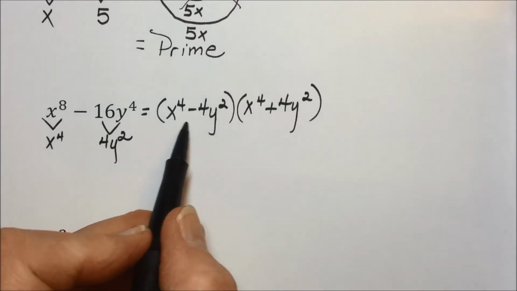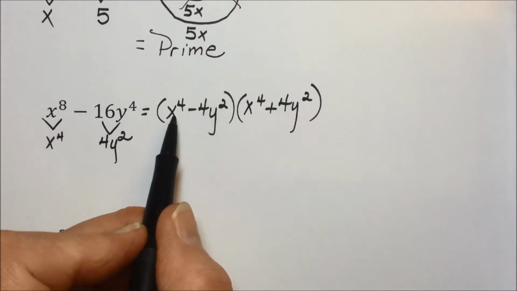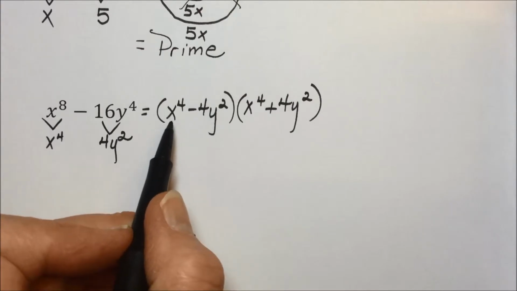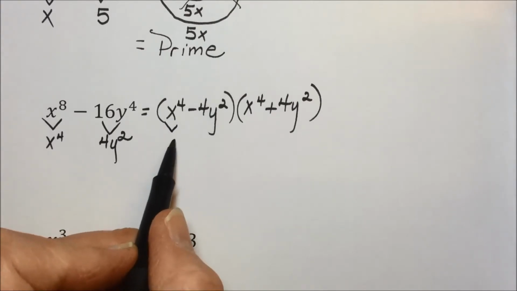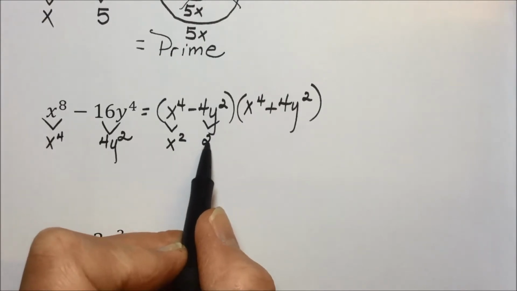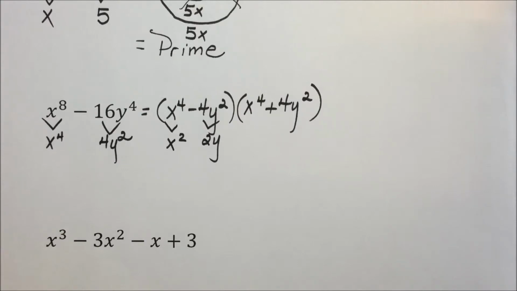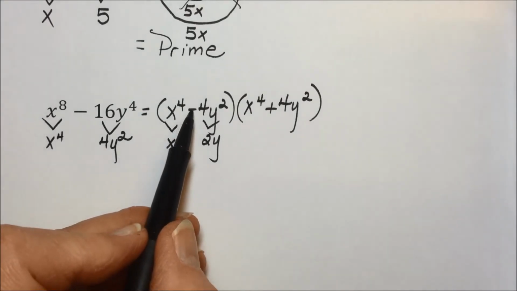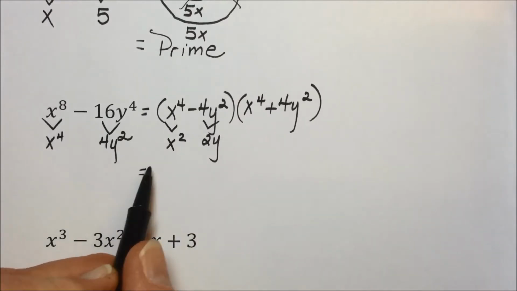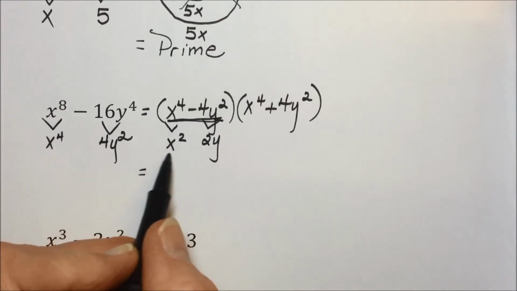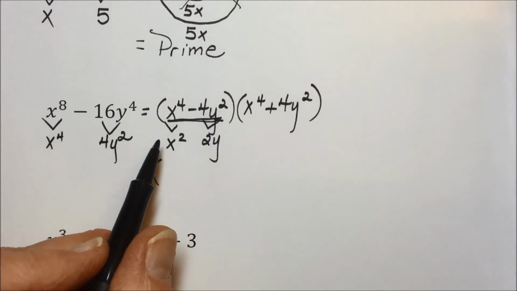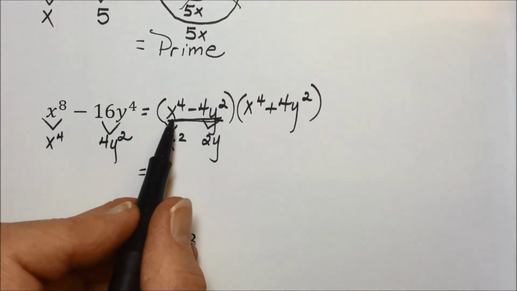And if we look at this first term here, we have two terms. Could it be factored further as a difference of squares? X to the 4th, the square root is x squared. 4y squared is a perfect square because 2y times 2y gives us 4y squared, and we have a difference. This has a sum. We can't do anything further with that second binomial, but the first binomial can be replaced with the factored form of the product of the sum and difference of these two terms.